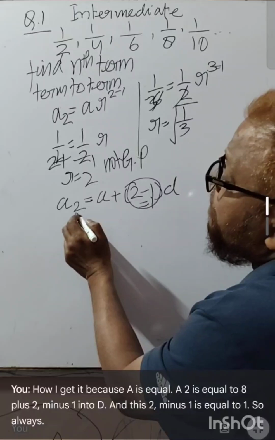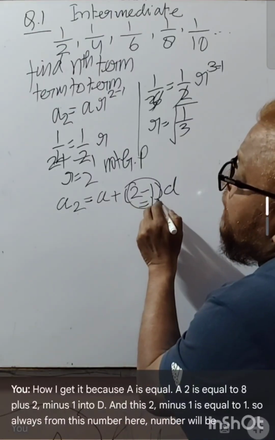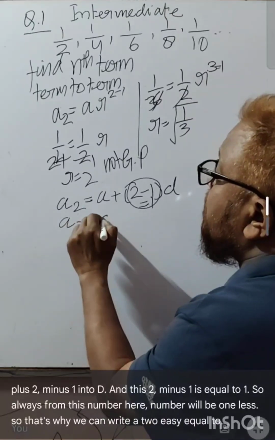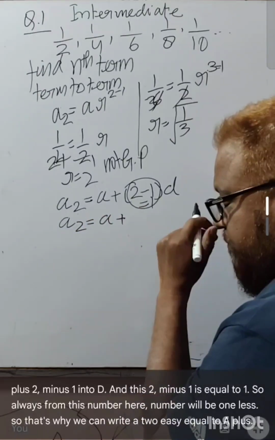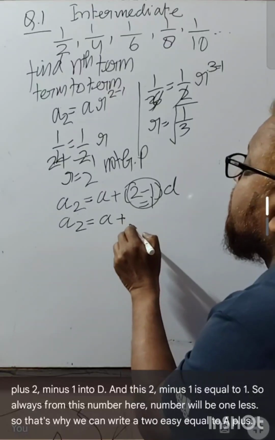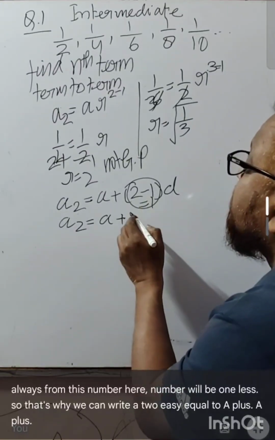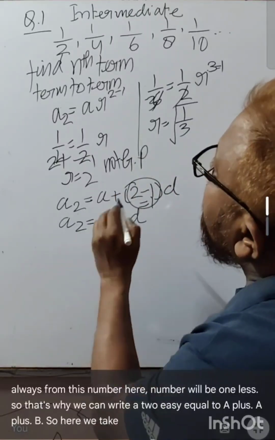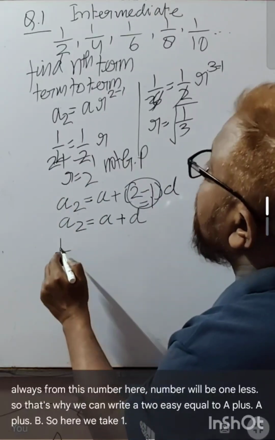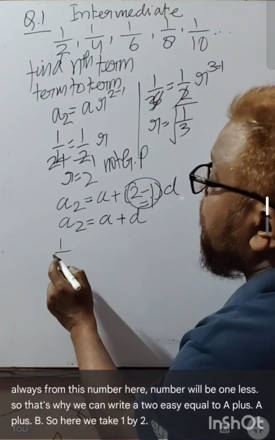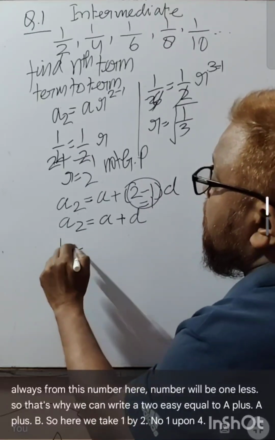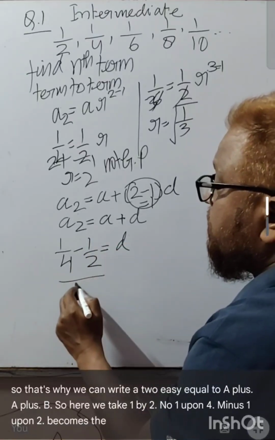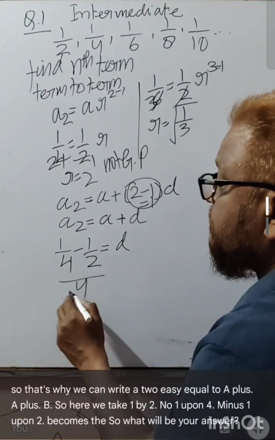And this 2 minus 1 is equal to 1. So always, from this number, the number here will be 1 less. So that's why we can write a2 is equal to a plus d. So here we take 1 upon 4 minus 1 upon 2, which becomes d. So what will be your answer?